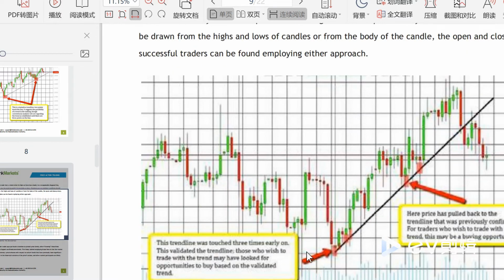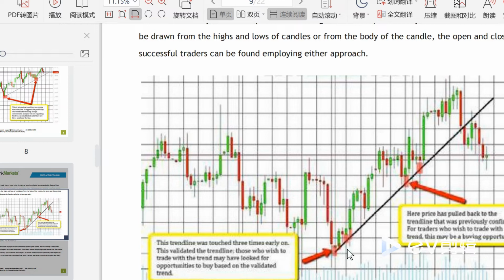So here, when you're drawing a trend line, it is very important to find the market low and the point where the market is turning around. So this trend line was touched three times. See here, early on. So this is a validated trend line. Okay.